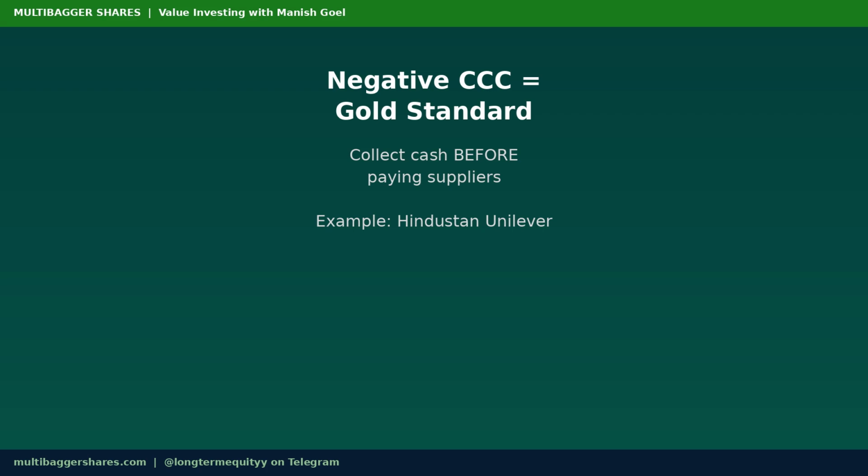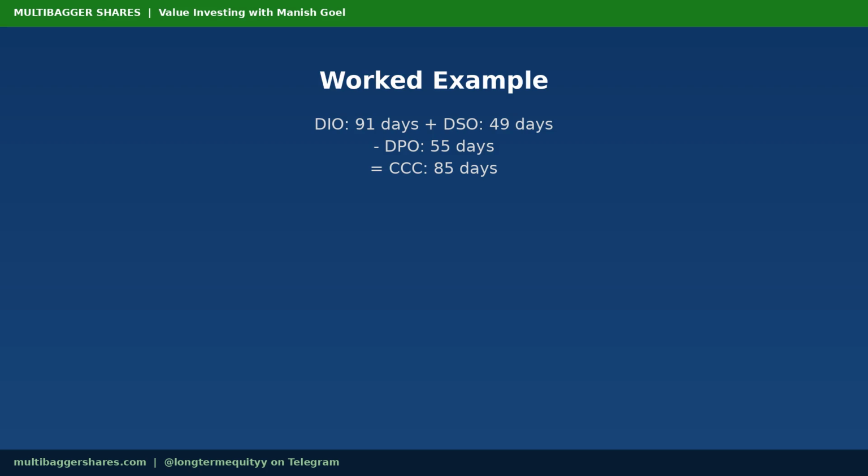Rule number 2. Track the trend over 5 or more years. 1 year CCC is meaningless in isolation. What matters is the direction. Is it getting shorter year after year? That's a sign of improving management quality. Is it getting longer? That could be a warning sign.